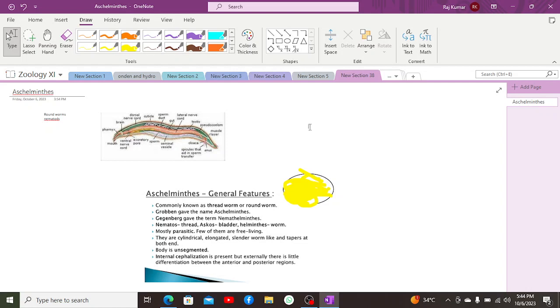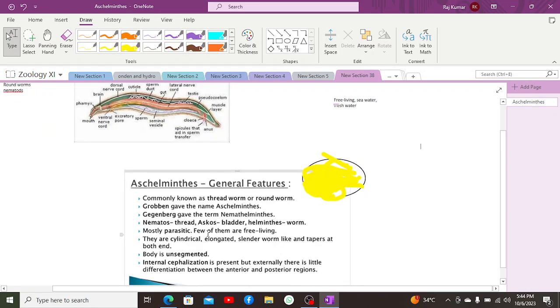Most of them are parasitic, but they can be free living, as well as live in seawater and fresh water. They are quite diverse in terms of nutrition. For instance, some of them are free living, some are scavengers, some are predators, and some are parasitic, while most of them are parasitic. Few of them are free living.